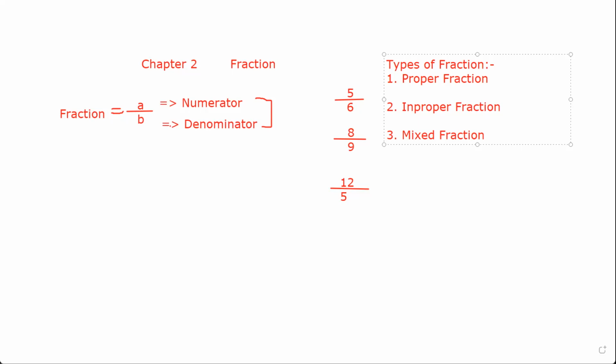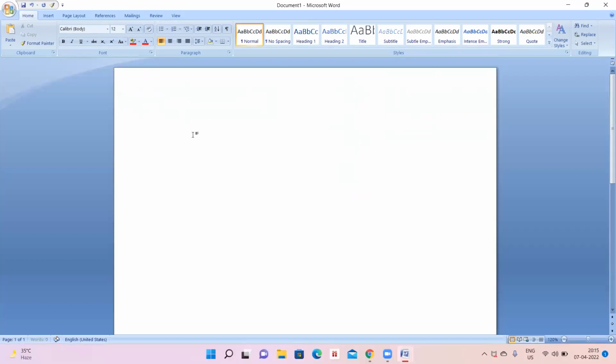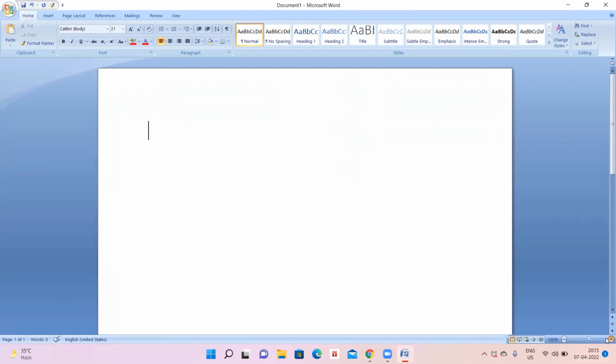Now, my dear students, just wait for a while. I'm going to delete all these things and continue with a new page. Okay. First of all, we need to understand what a mixed fraction is. First is proper fraction.